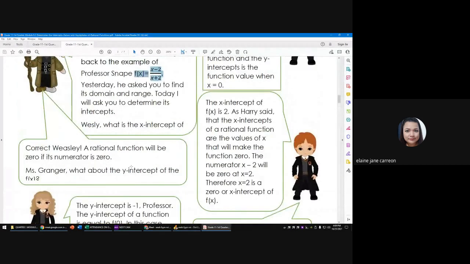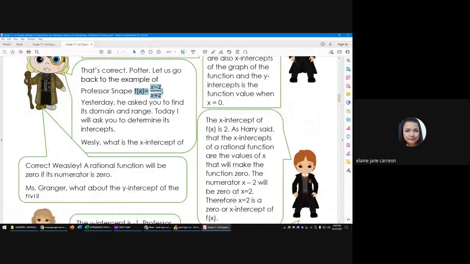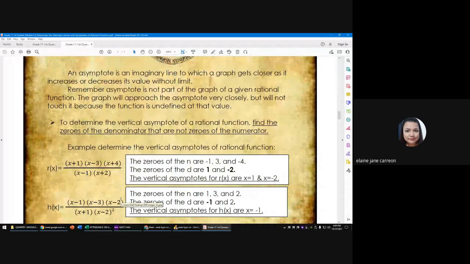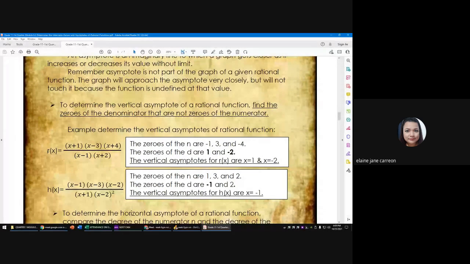Okay, so how are we going to get the zero? Okay, so napakadali. So let's have the guide card already. Let's take this example. R of x is equal to x plus 1 times x minus 3 times x plus 4 over x minus 1 times x plus 2.